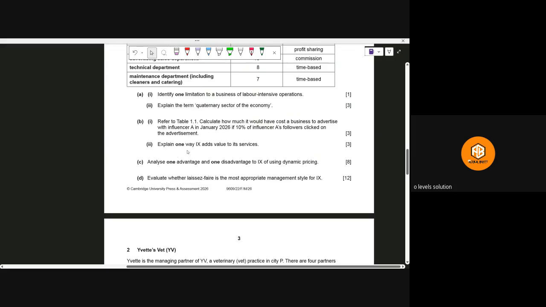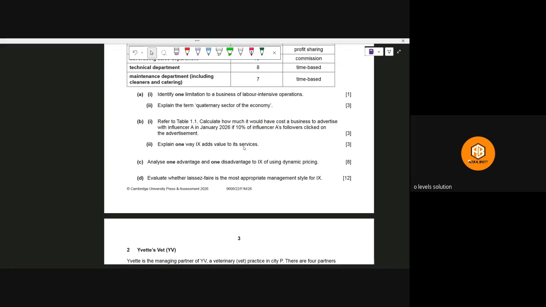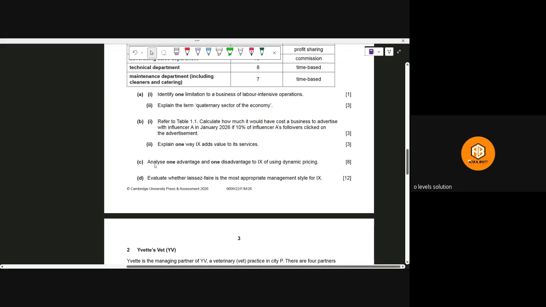Then the second part is explain one way IX adds value to its services. So we will read the case study. Otherwise, if you want to add value in your services, you can do that by increasing the quality of your services. And then the C part is analyze one advantage and one disadvantage to IX of using dynamic pricing. So first of all, we have to write the meaning of dynamic pricing, and then we will write one advantage, analyze this using information from the case, and then again state the disadvantage, use the information from the case and analyze this answer.